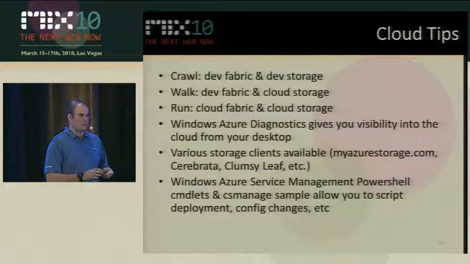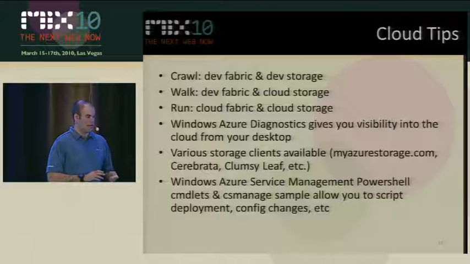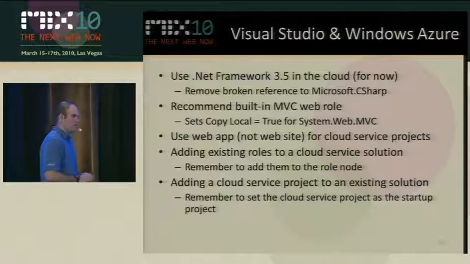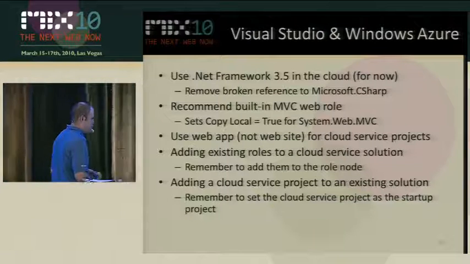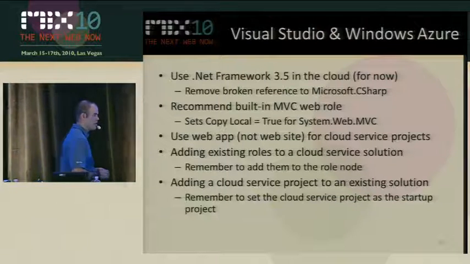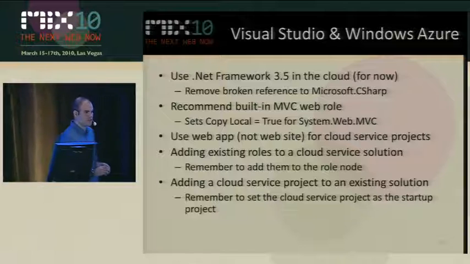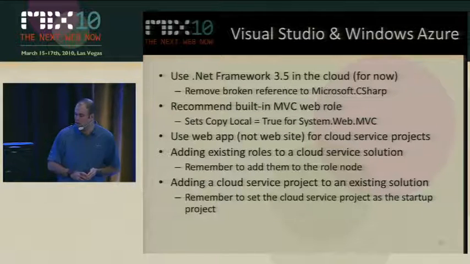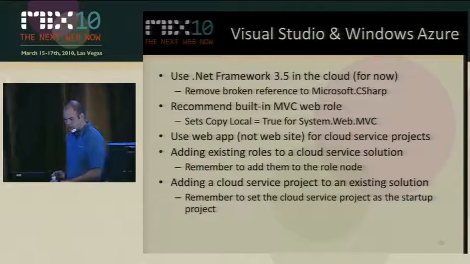So these are general cloud tips. They're not specific to Silverlight. Now let's go to some things that are starting to get more specific. I showed you before that if you're going to be using .NET 3.5, you need to make sure that you set that, and if you have that dangling reference to Microsoft.CSharp, remove it, and that's the same thing that I showed you before. If you're using MVC, I just want to show you this.